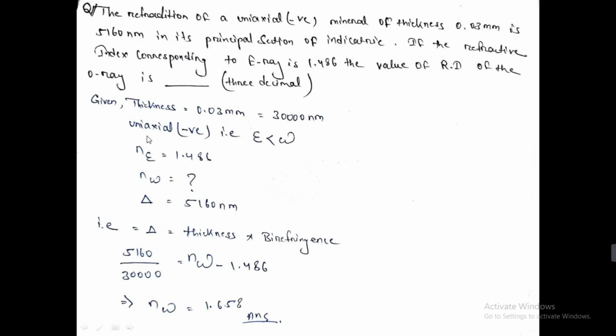So in this case, we are told it is a uniaxial negative mineral. According to the known formula, for a negative mineral, when omega is greater than epsilon, the mineral is negative. Here the thickness is 0.03 micrometer. We have to convert micrometer to nanometer because the retardation value is given in nanometer. So the retardation is 5160 nanometer and the refractive index of E ray is 1.486.